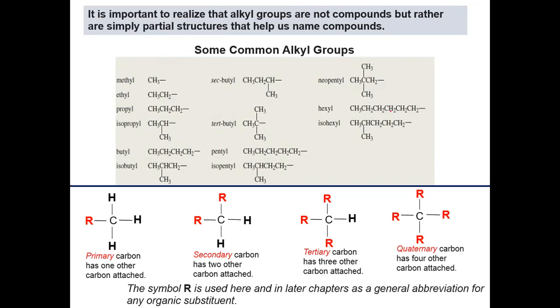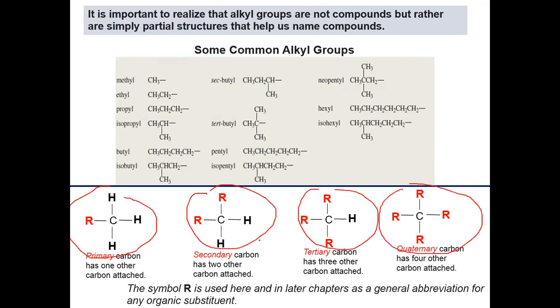Now let's just look at primary carbons and secondary carbons and tertiary carbons and quaternary carbons. What is different between them? The primary carbon, you can see that it has 3 hydrogens here, but one of its bonds with carbon is just some kind of organic group. That's why it's primary carbon.